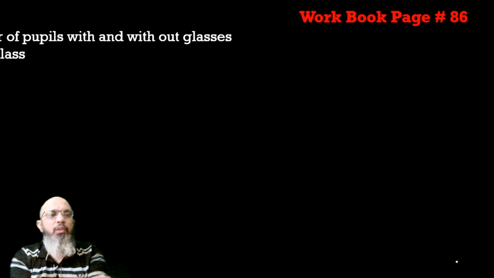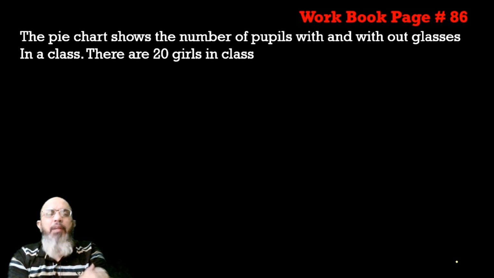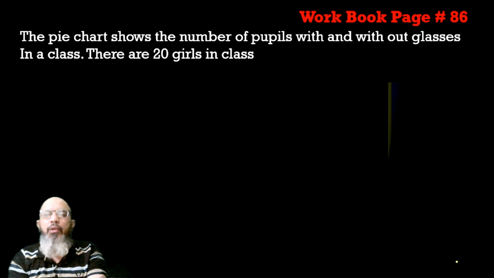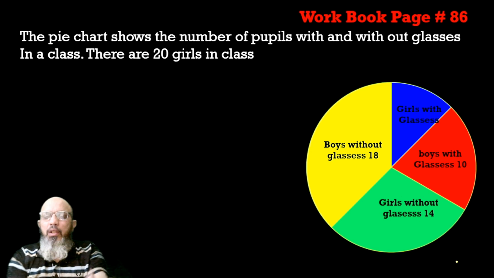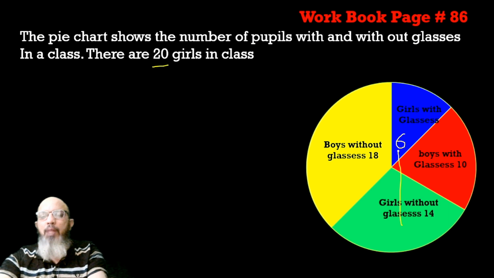So now come to the next question, that is also from your workbook, page number 86. So what is the question? This pie chart shows the number of pupils with and without glasses in a class. Okay, there are 20 girls in the class. Okay, so what the pie chart shows: boys with glasses 10, girls without glasses 14, boys without glasses 18, girls with glasses. So total girls are 20. So it means girls with glasses, that is 6, because the sum of these two values must be equal to 20.